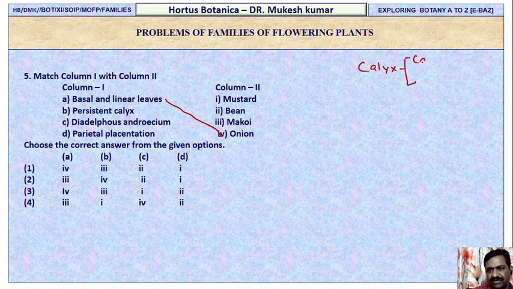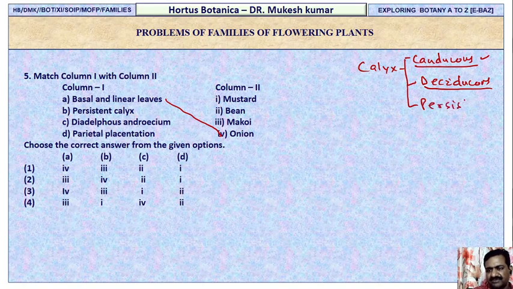One is called caducous. Caducous means they will fall down with the opening of the flower. One we have is deciduous. Deciduous means they will fall after the opening of the flower. And one is called persistent. Persistent means they will stay along with the flower. So they are always present along with the flower, before fertilization and after fertilization also.